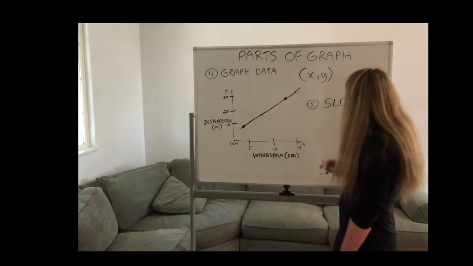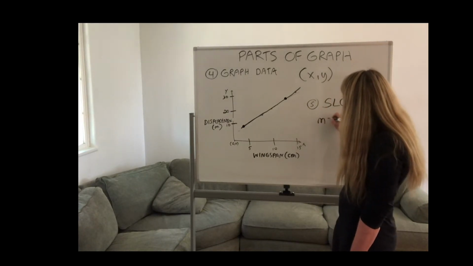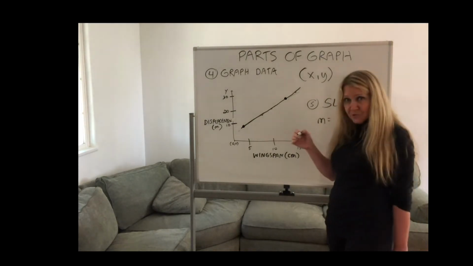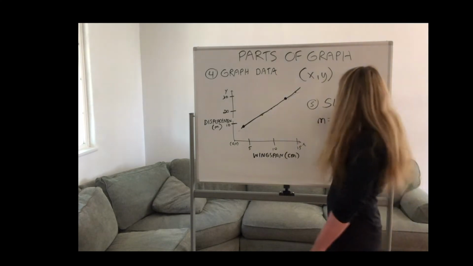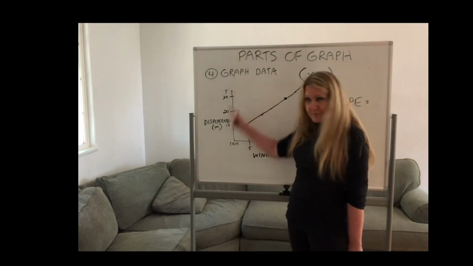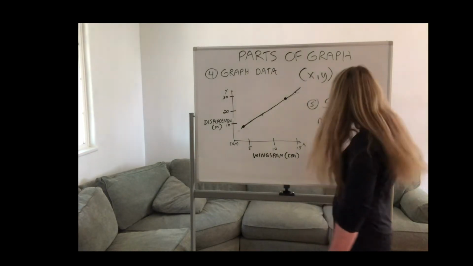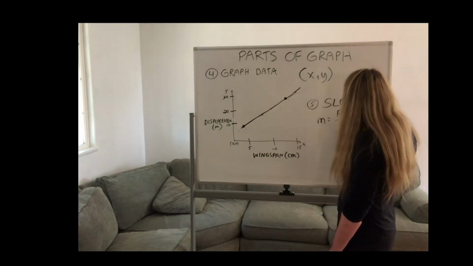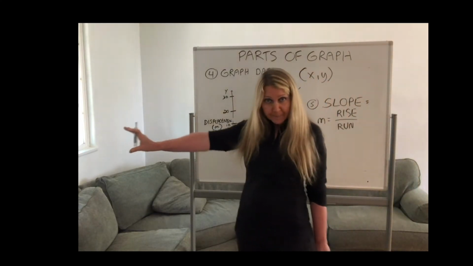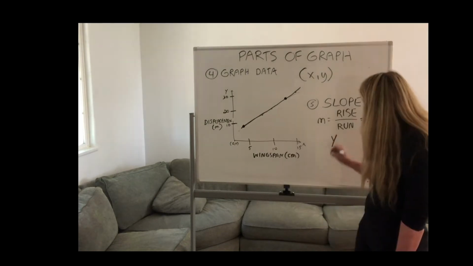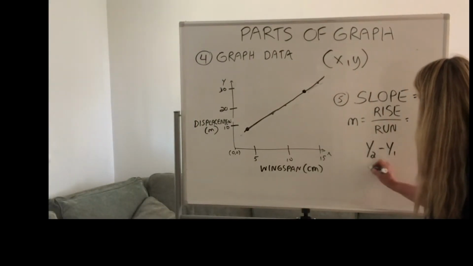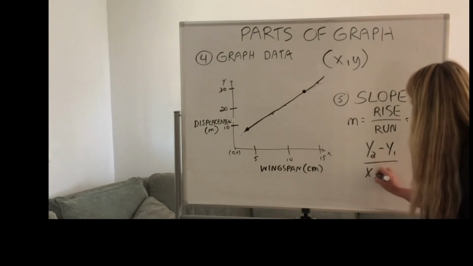Slope, we abbreviate with a lowercase m. It is the change in y over the change in x. So it's rise, because y is vertical, and run, because you run horizontally, which is the x-axis.